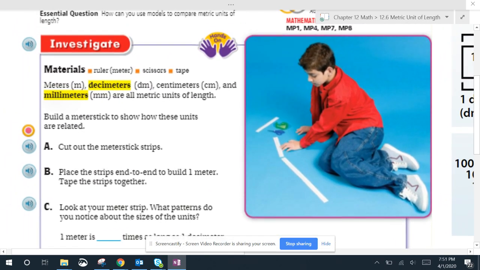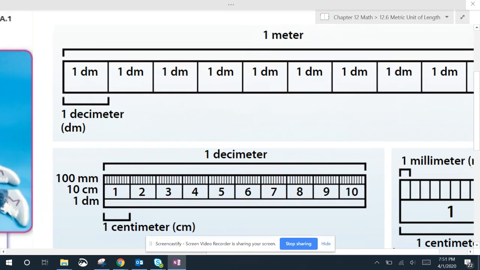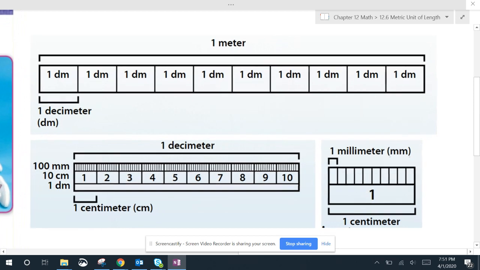Okay, we have another awesome investigate, and unfortunately, since we are not together, we can't do the hands-on version. So I've found some pictures to help us along the way. There are some big vocabulary words that you got introduced to yesterday in your Nearpod. We've got meters, decimeters, centimeters, and millimeters. These are all metric units of length. In the investigate, it really wants us to cut out some strips and make our own meter stick. Since we were unable to do that, I have a graphic here to help us.